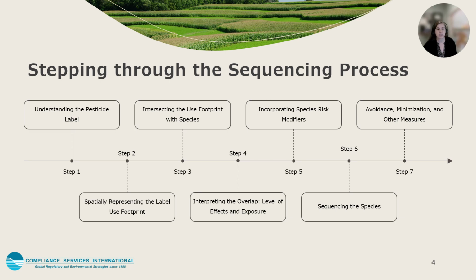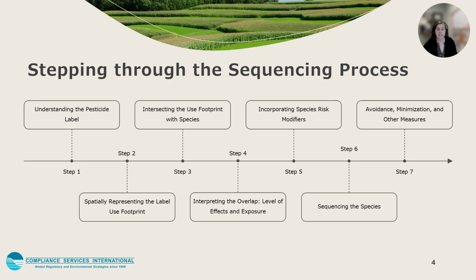Step three is intersecting the use footprint with species. This is the traditional overlap analysis. So step three would be overlaying the label footprint with species range and designated critical habitat spatial data from the services to calculate the % species area overlapping with a use site.